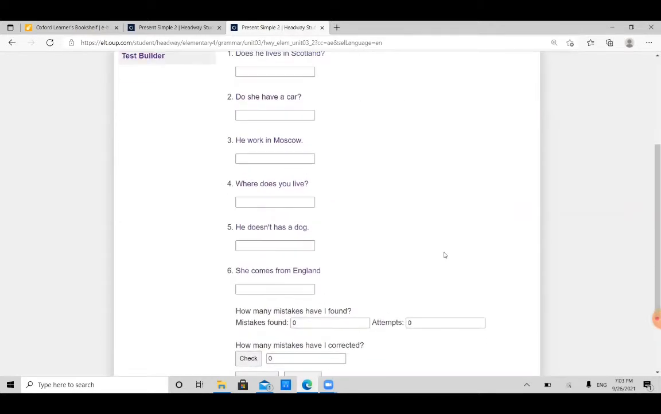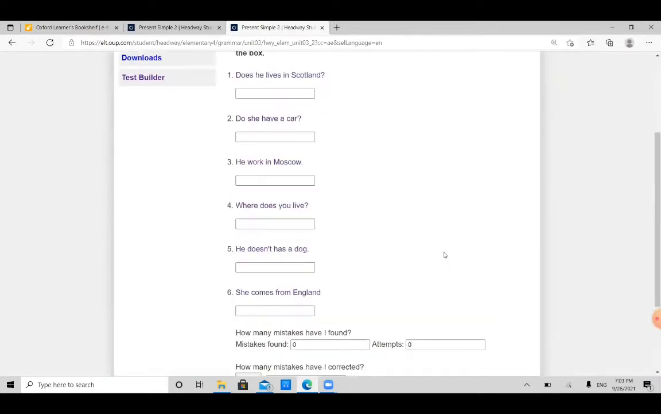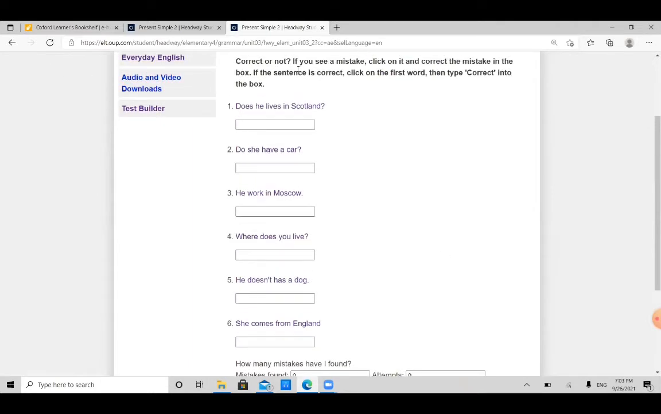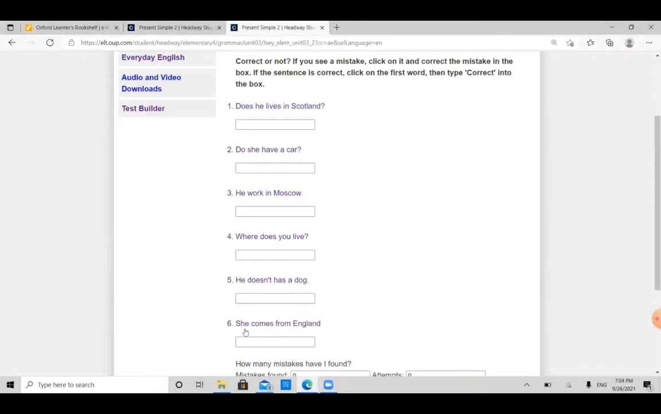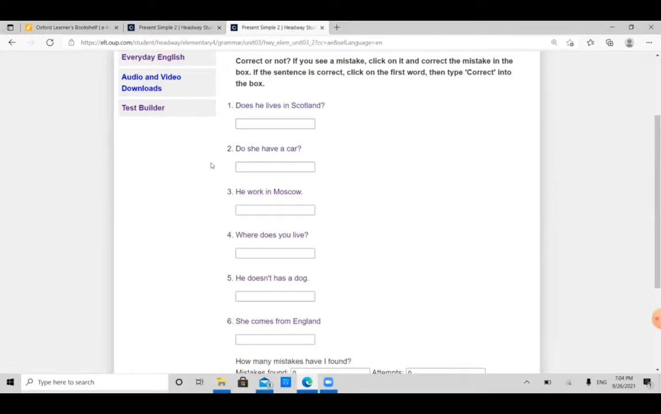So let's do this activity quickly while others are joining. Now look at each question or sentence and tell me if there is a mistake or not and what's the mistake. Who would like to start? Me, teacher. Yes, please. Does he live in Scotland? Yes, where's the mistake here?